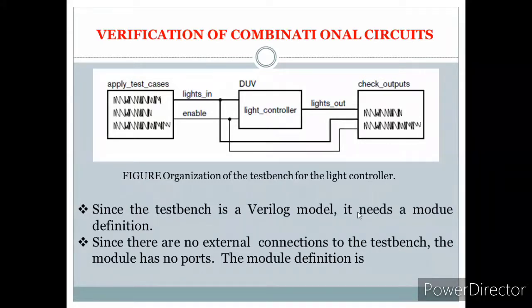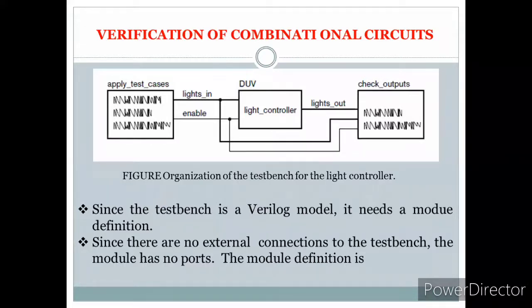Now, since the test bench is a Verilog model, it needs a module definition. So how to write the test bench? We have to write the Verilog model. When we write a Verilog model, we need to define a module there. But there will be no input specified here, because if you observe in the test bench, there are no inputs to this. So there are no external connections to the test bench. The model has no ports. So the test bench doesn't have any ports.